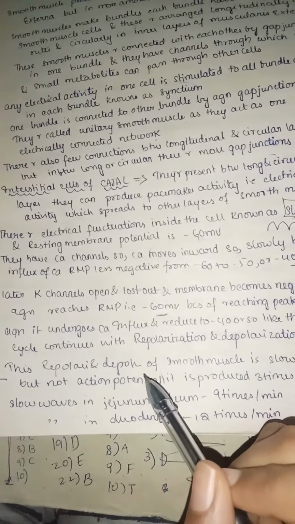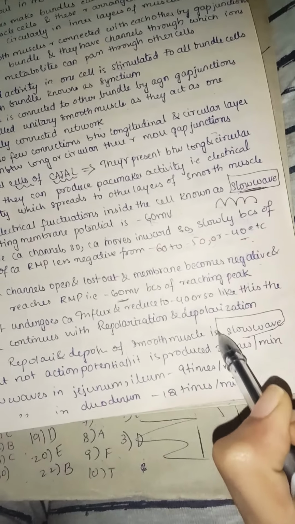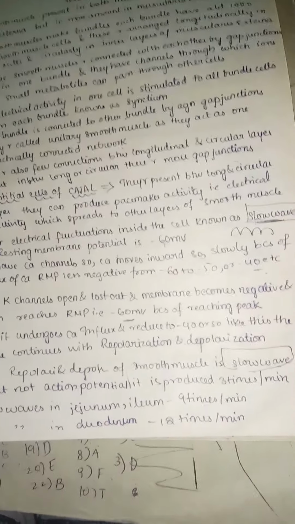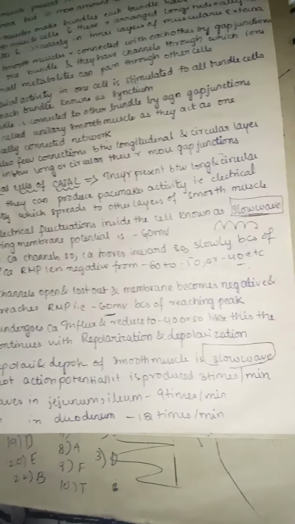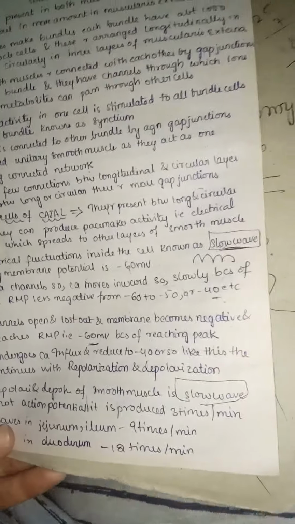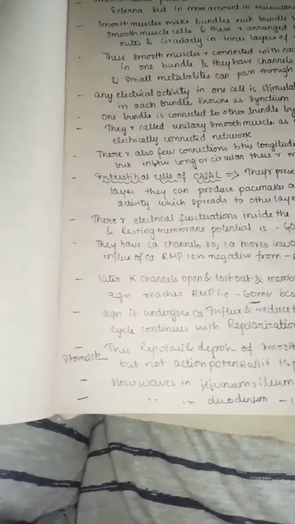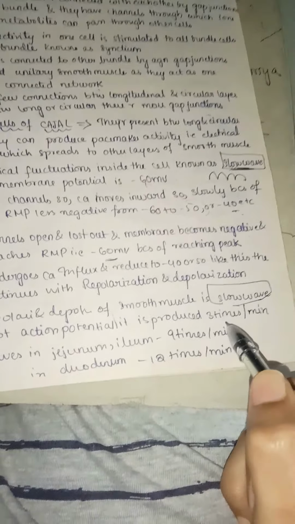This repolarization and depolarization of smooth muscle is a slow wave. So this is how the slow wave functions. The slow wave has continuous depolarization and repolarization because of calcium and also potassium. So calcium and potassium lead to the formation of slow waves. These are not true action potentials. It is produced 3 times per minute.